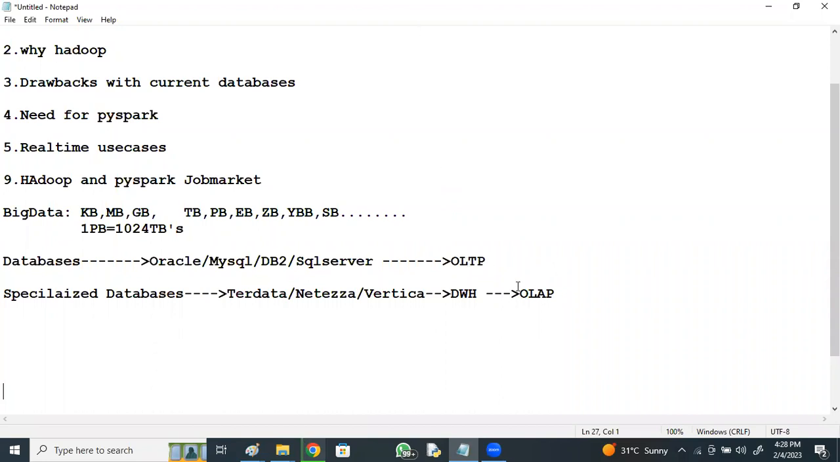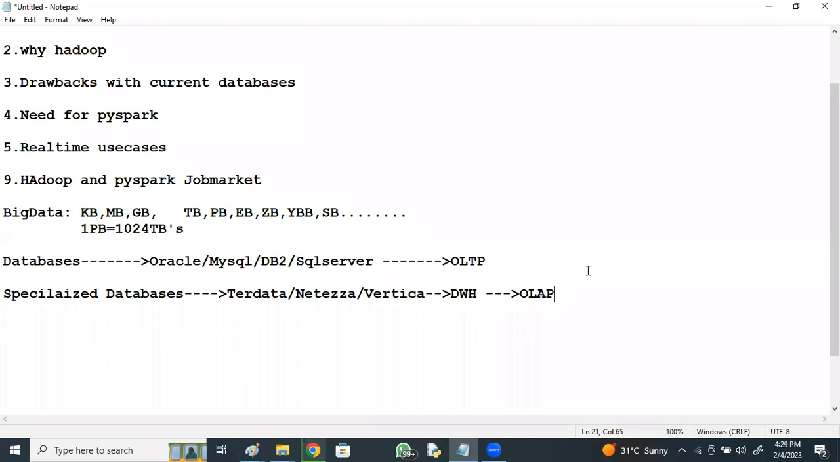Okay, OLTP systems can handle GBs or TBs of data. Beyond that, they cannot handle the data. We don't have a proper storage system and processing system which can handle huge or unlimited data. As a solution to all the storage level and processing level problems, we have a framework called Hadoop. Later, I'll come back to that.